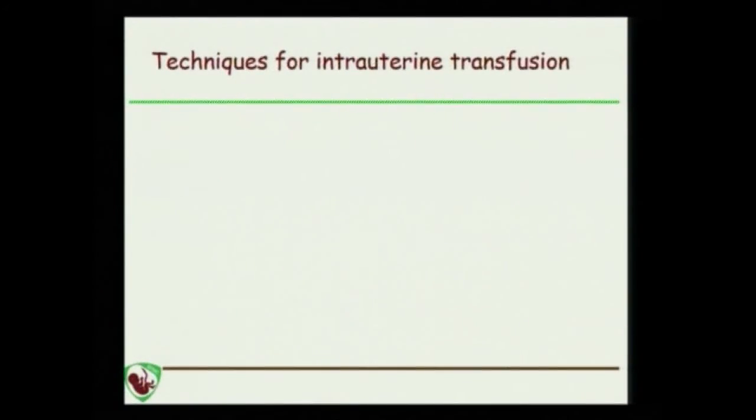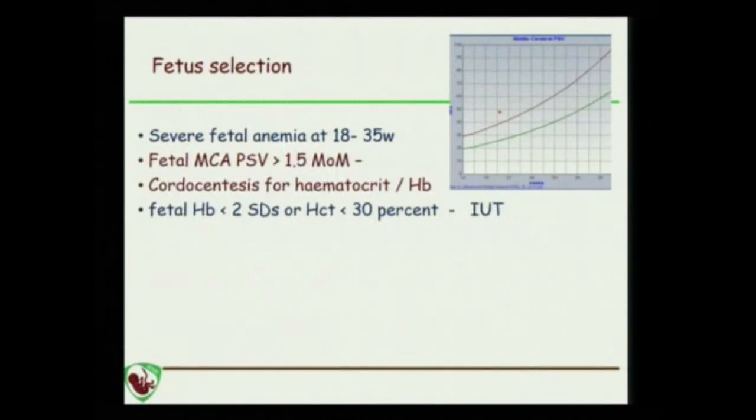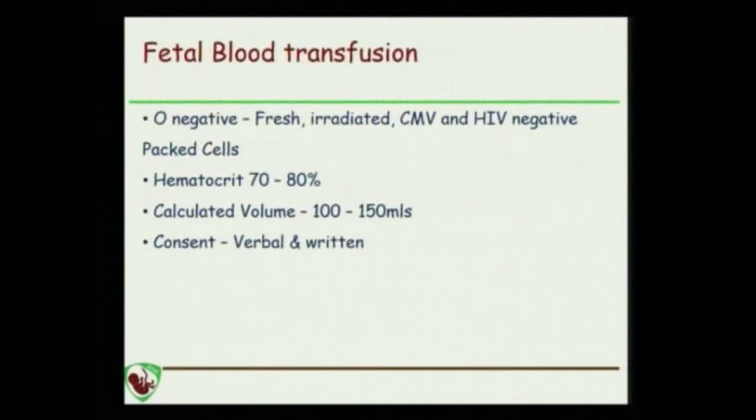The techniques of intrauterine transfusion are intraperitoneal, and intravascular, either by chordocentesis or the intrahepatic route, and even by cardiocentesis, and we could use a combined approach as well. And when do you do it? It's usually between 18 and 35 weeks. Beyond 35 weeks you deliver; before 18 weeks it's a little difficult to do. And when the fetal MCA-PSV is higher, you do a chordocentesis, establish the hemoglobin, and do the transfusion.